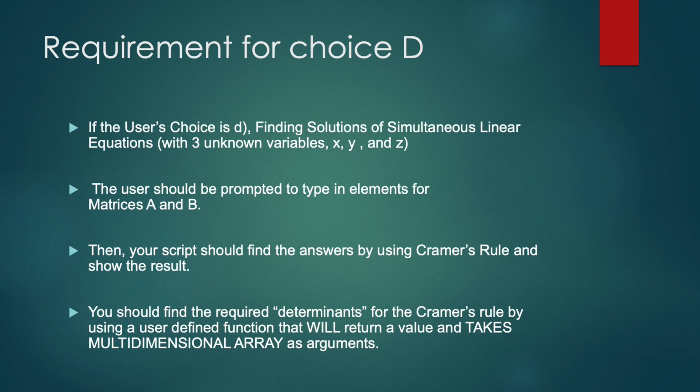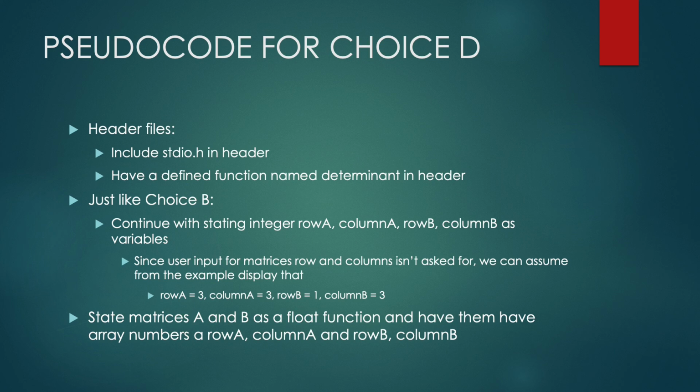We are required to find the determinants for Cramer's rule by using the user-defined function that will return a value and takes a multi-dimensional array as arguments. We will start the coding for choice D by including the header studio.h and also having the defined function that we name determinant in the header.